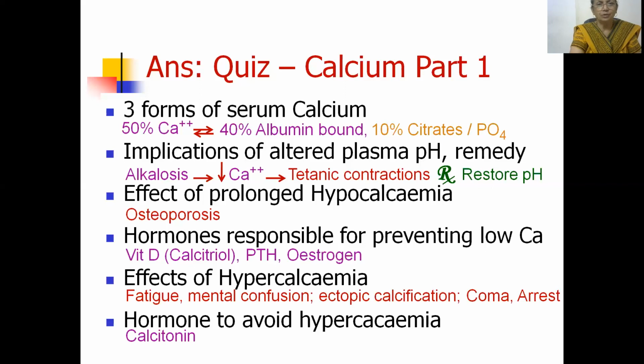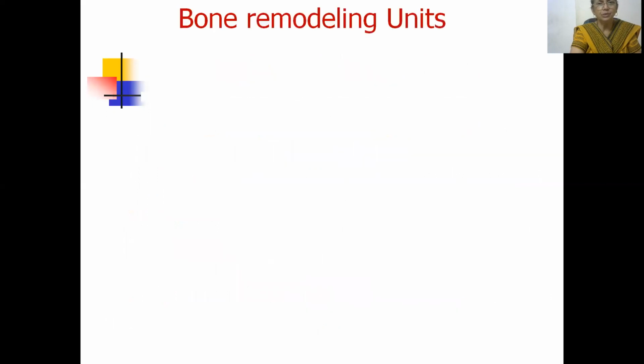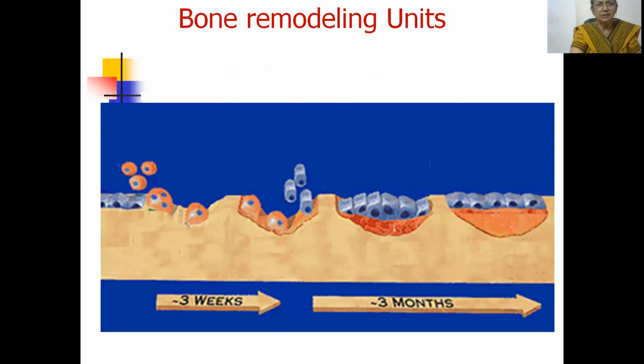So now let's go on to seeing, first and foremost, what is happening at the bone remodeling units, and why and how osteoporosis occurs, and what the factors are by which we can try to avoid it. So bone remodeling units are numerous microscopic locations on the surface of the bone where the bone is being continuously dug up and new bone material is being deposited, which includes proteins as well as minerals.